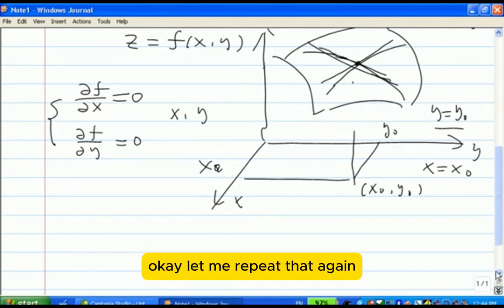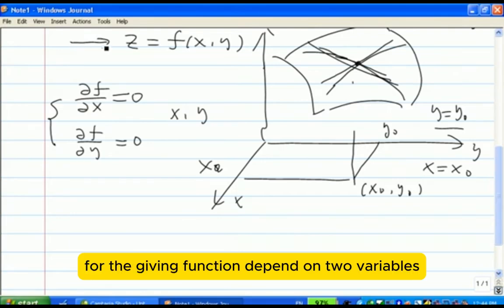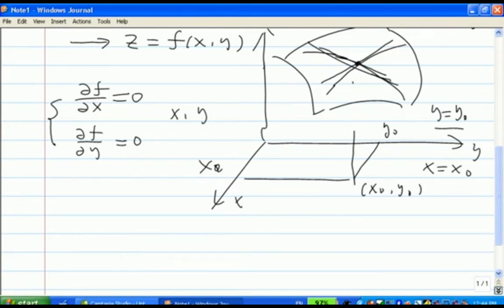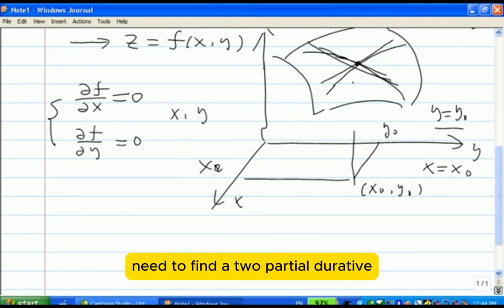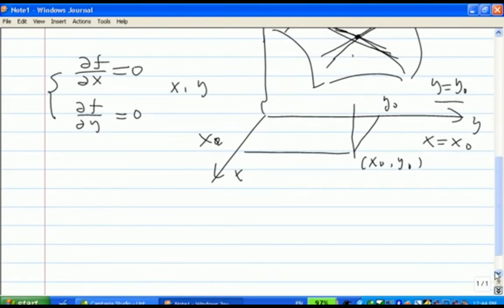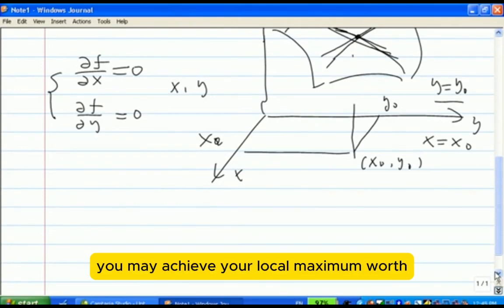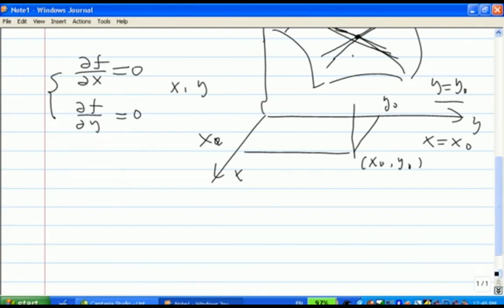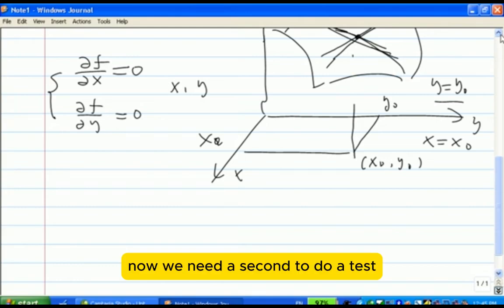Okay, let me repeat that again. For a given function that depends on two variables, which means I give you a surface, how do you find the local maximum? To find the local maximum, you need to find the two partial derivatives and set them equal to 0. Then you get two equations. Solve for x and y. Then you find the critical numbers. At those points, you may achieve your local maximum or minimum or nothing. Okay, so then we need a second derivative test.